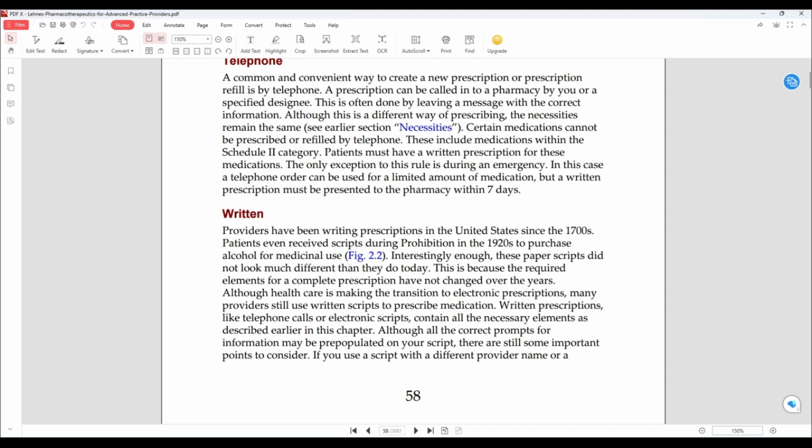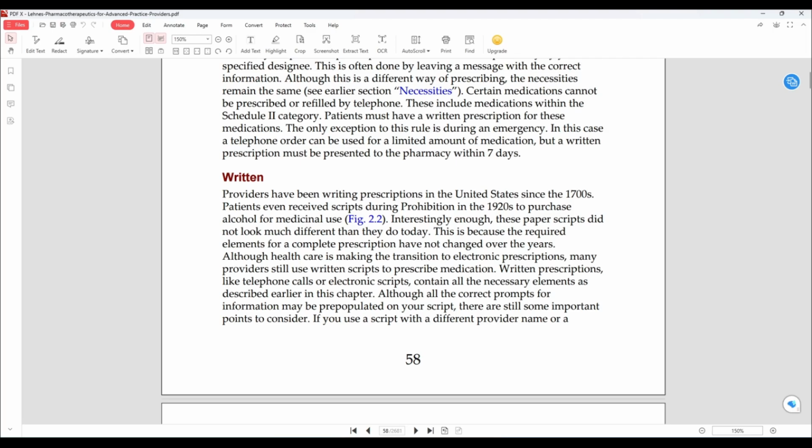Which brings us to the written prescription. Providers have been writing prescriptions in the United States since the 1700s. Patients even received scripts during Prohibition in the 1920s to purchase alcohol for medicinal use. Interestingly enough, these paper scripts did not look much different than they do today. This is because the required elements for a complete prescription have not changed over the years.